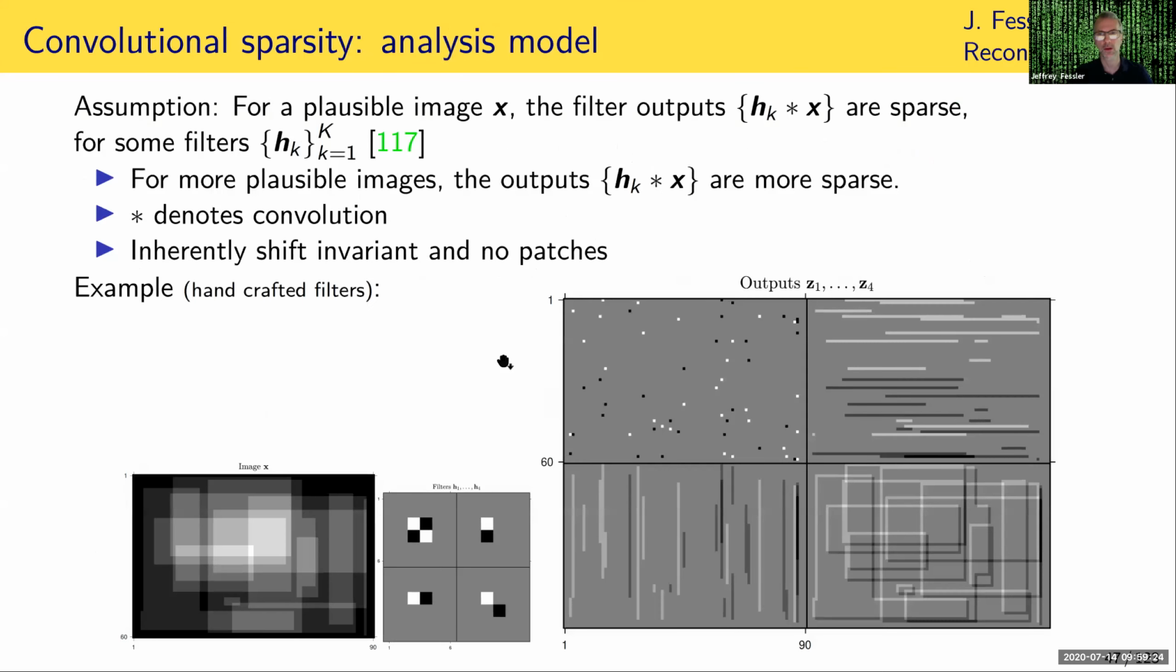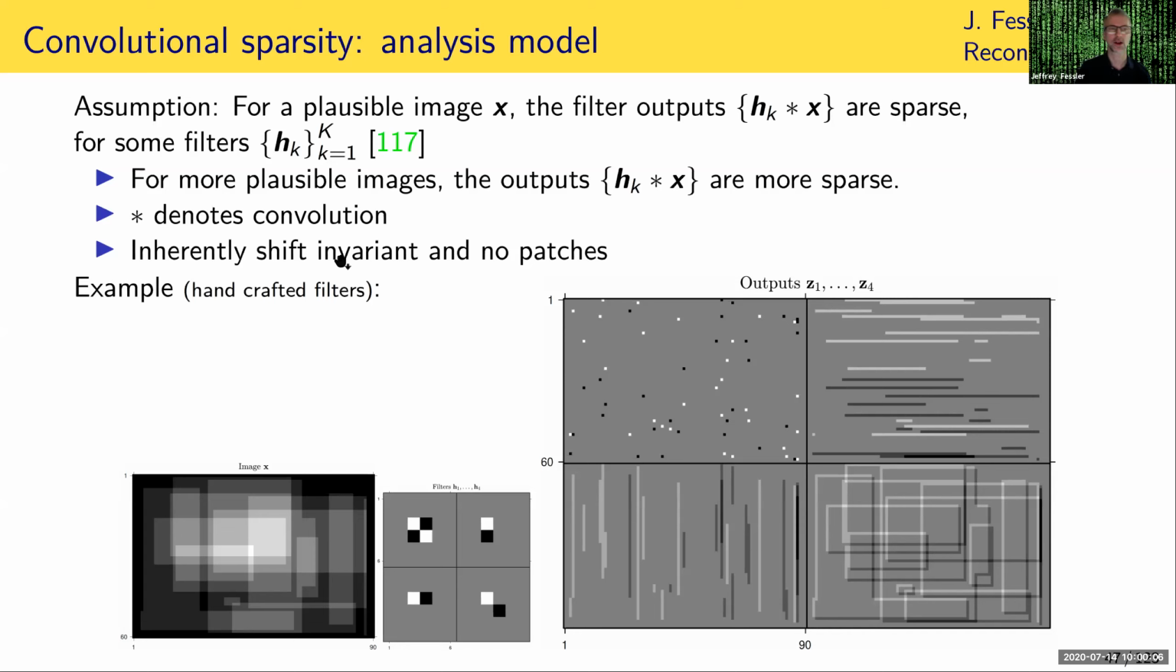So let me instead focus more on the analysis model, again with a convolutional model. In this model, we believe that if we have plausible images and we apply certain filters to those images, we expect the outputs of those filters to be sparse, where we have to choose appropriate filters. In fact, when we do that with finite differences for total variation, where our filters are just 1 and -1, for example, that's essentially what we're doing. We're using essentially a convolutional model there. So more plausible images are those of higher likelihood, or higher prior in a Bayesian setting, where these outputs are more sparse.